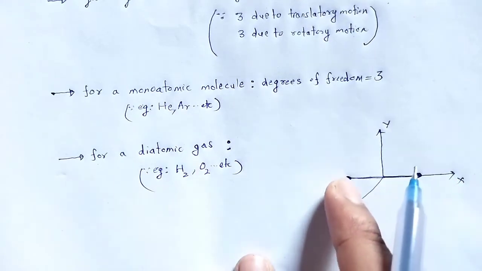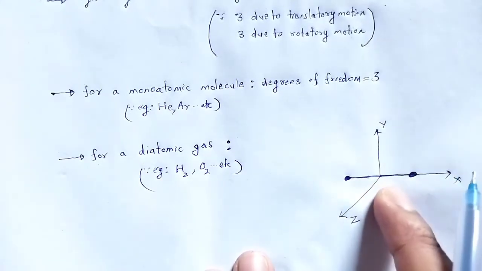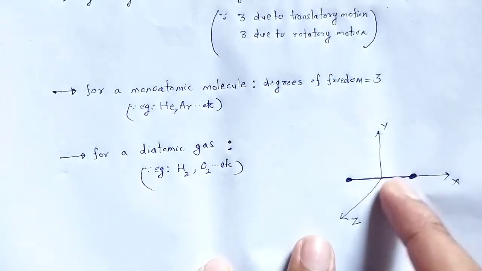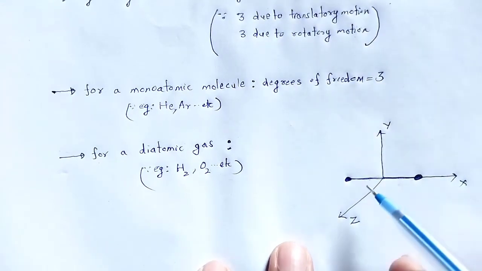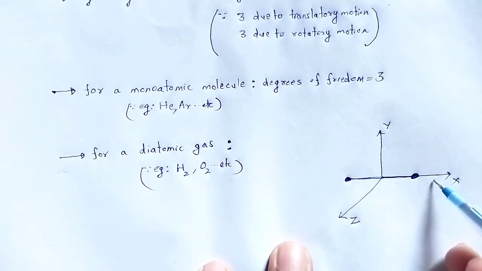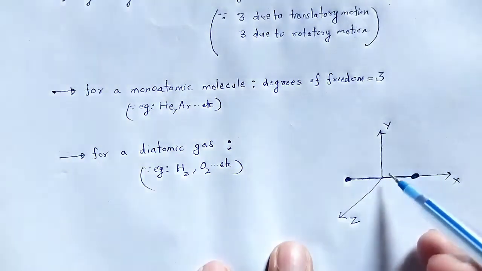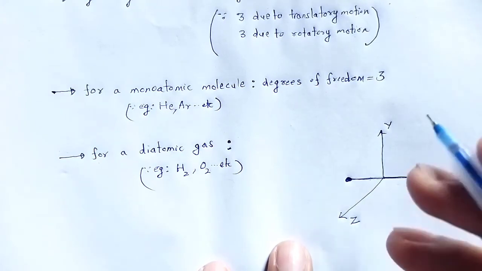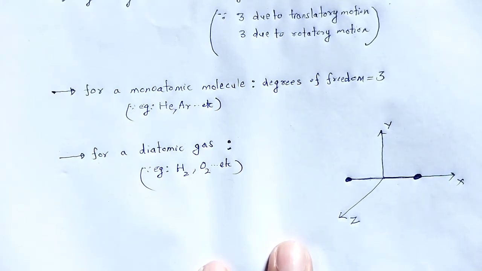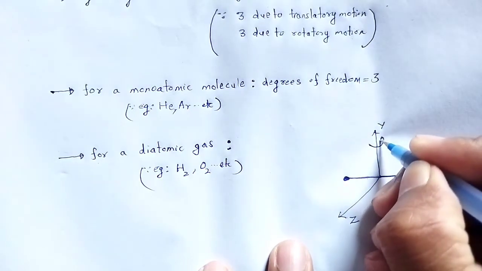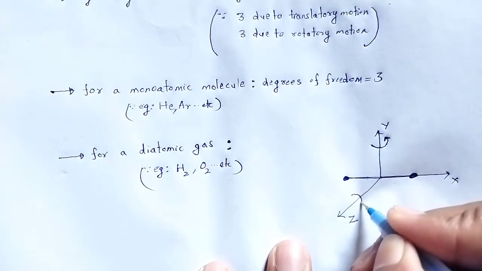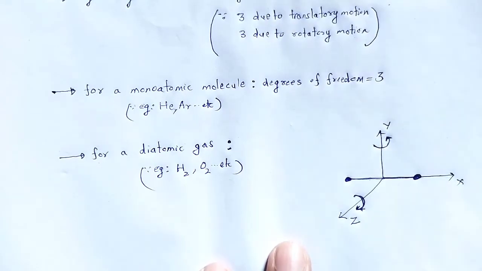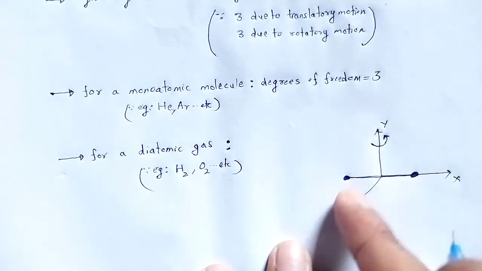However, its moment of inertia about the axis joining the two atoms is negligible. The moment of inertia about that axis is negligible in comparison to that about the other two axes. Hence, it has only two rotational motions. One rotational motion is there and another rotational motion is there. The diatomic molecule has two rotational motions and three translational motions.